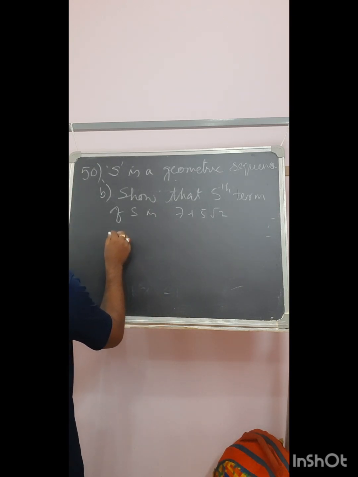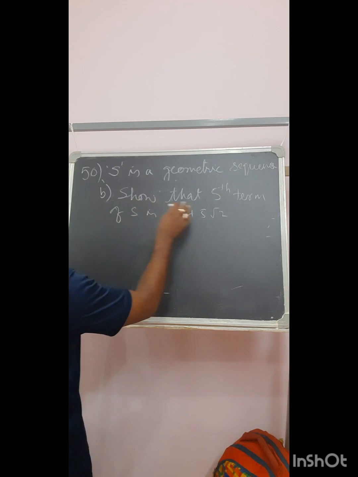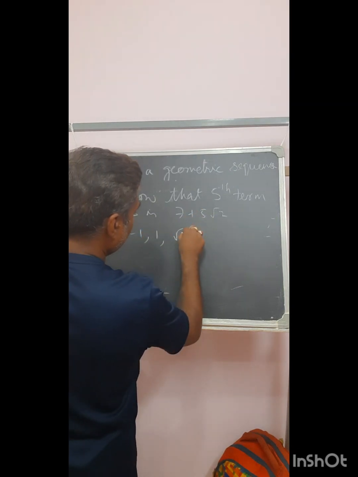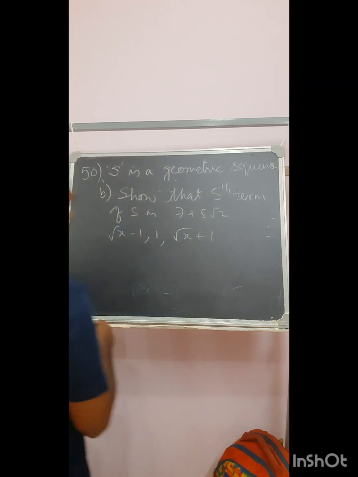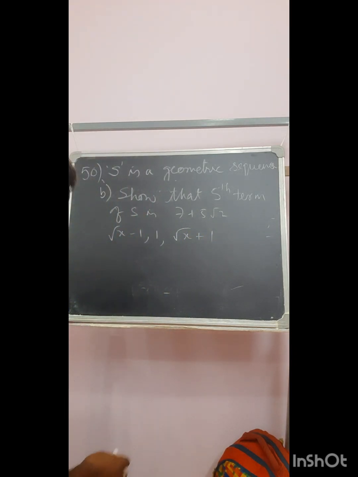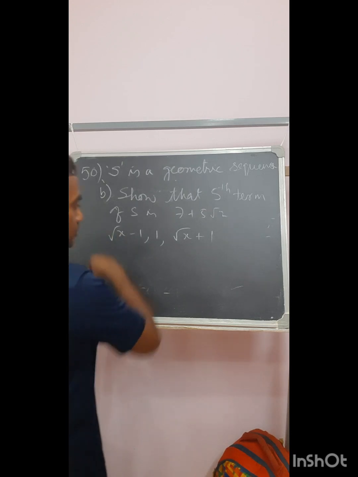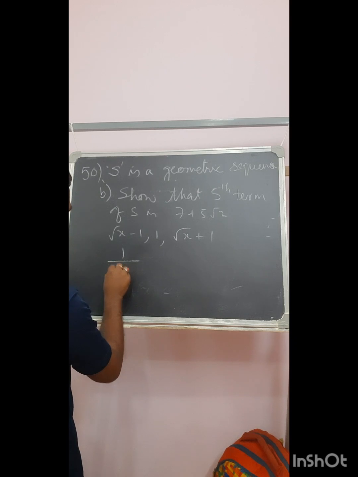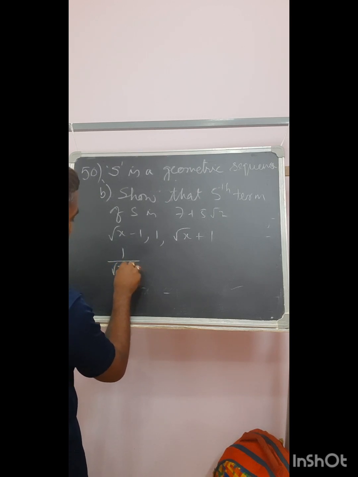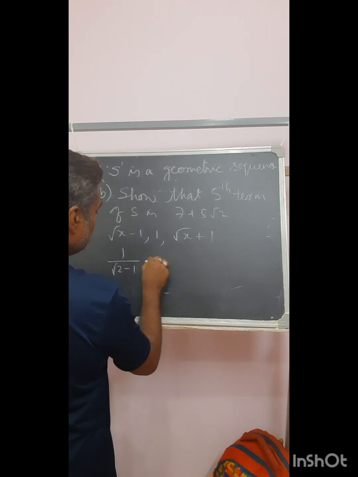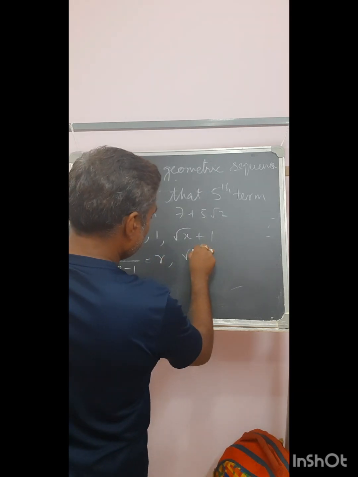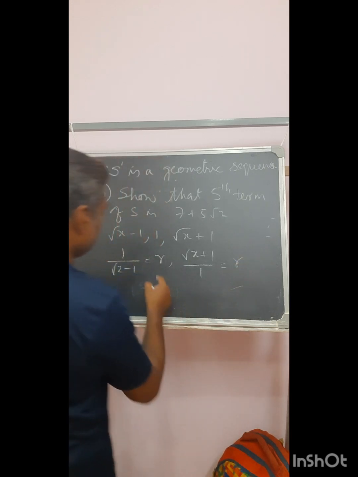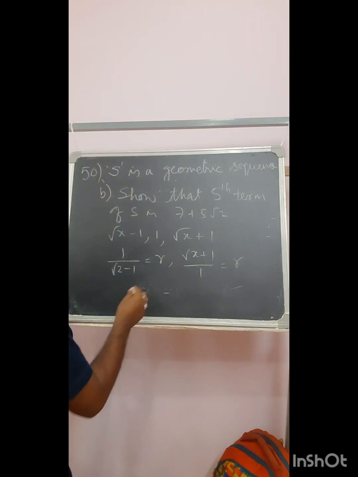Now the first three terms already said this is root x minus 1, and further it has not said anything. Now you have found already the x value. So from there, if I can tell this ratio, let's say R, the same thing will follow there, equal to R.